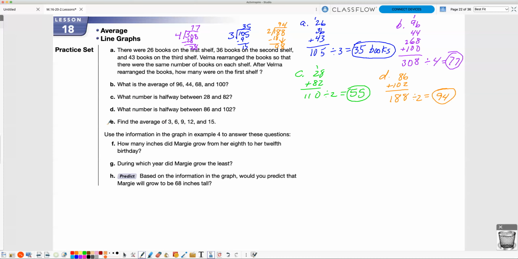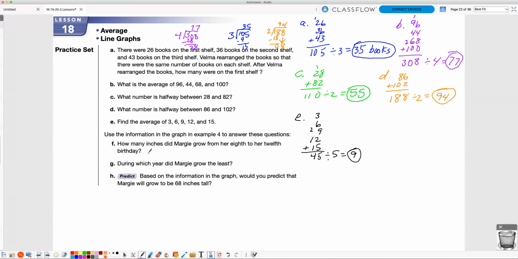Letter E. Find the average of 3, 6, 9, 12, and 15. So if I'm going to do that, I just need to add those up. For letter E, I'm just going to do 3 plus 6 plus 9 plus 12 plus 15, and add those up. This would end up being 15, 25, 45. And I have to divide it by 1, 2, 3, 4, 5 numbers. So the average of that should be 9 for letter E.